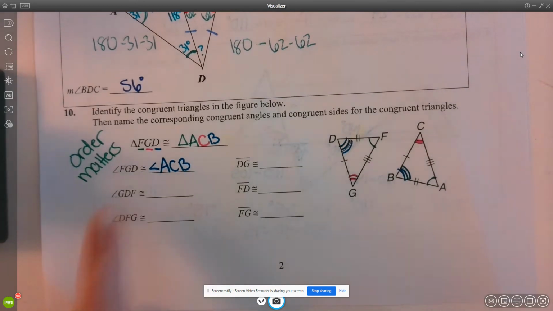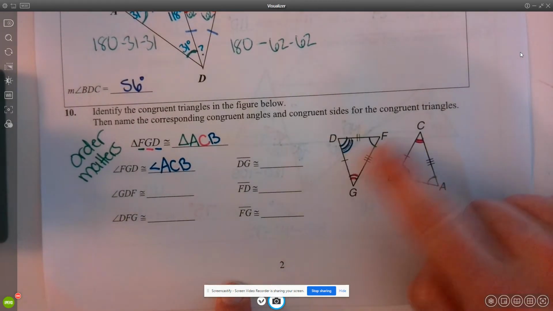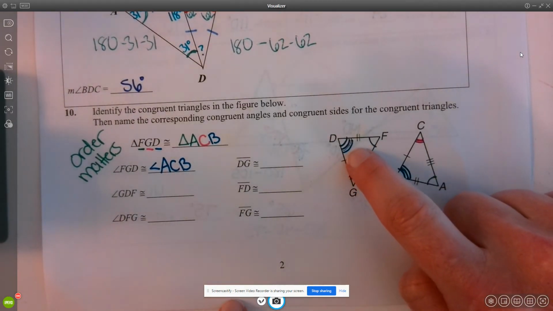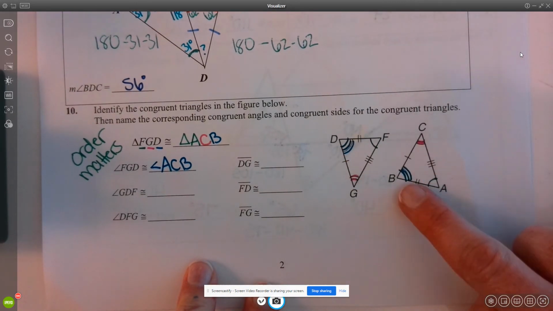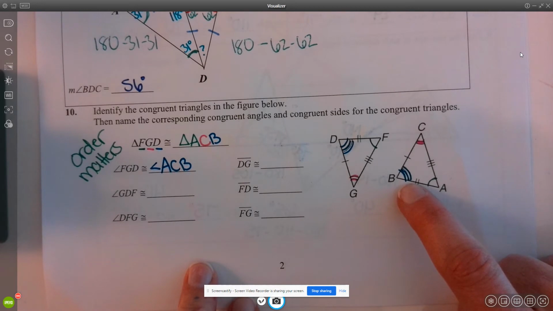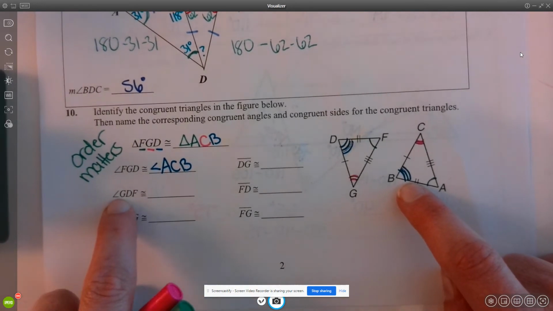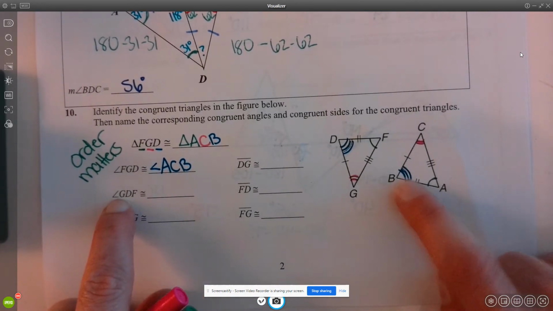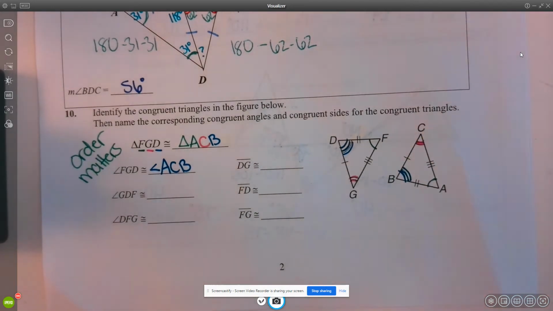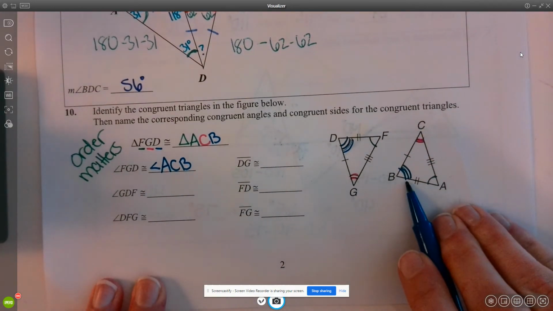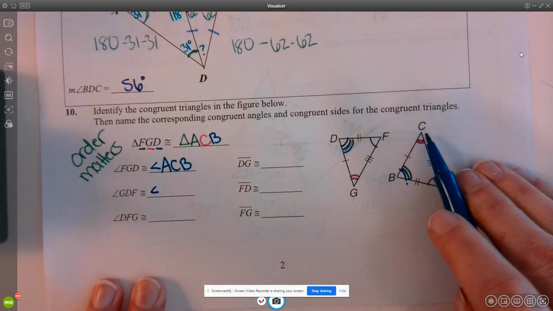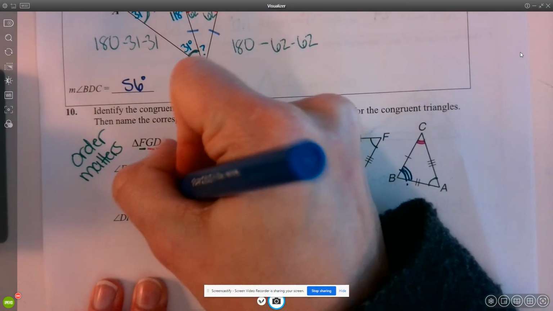Angle GDF, that is this blue angle here that I marked with 3 tick marks. It corresponds to this angle here. We need to make sure we name it properly. G came first in the name. G matched with C, so I need to make sure when I name this angle, I call this angle CBA.